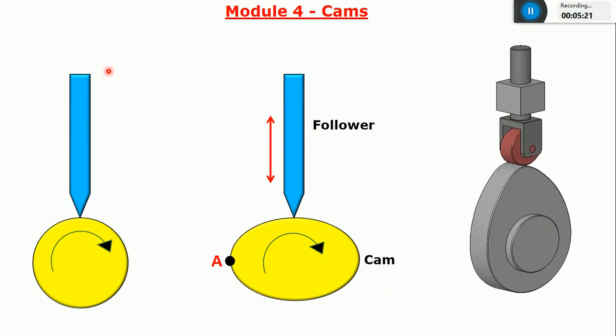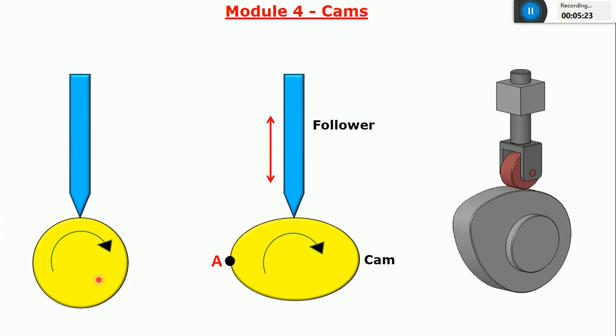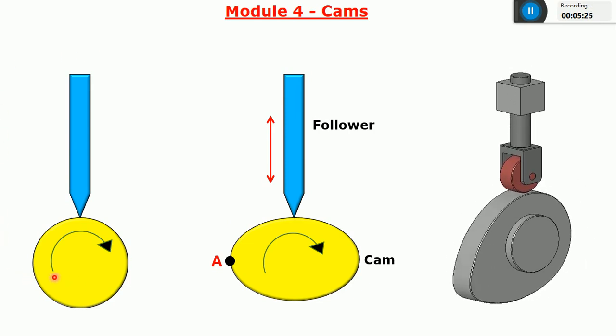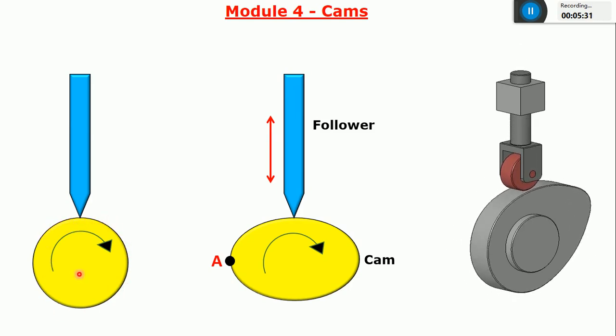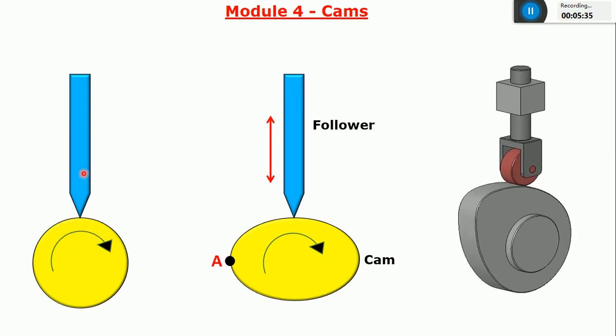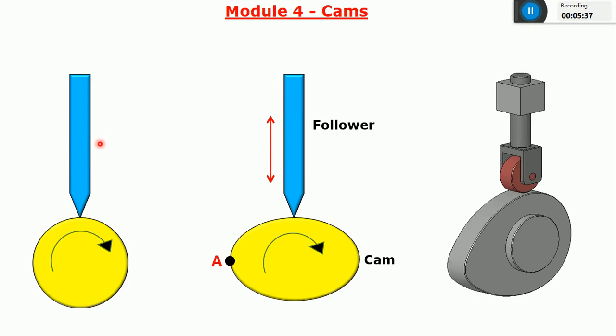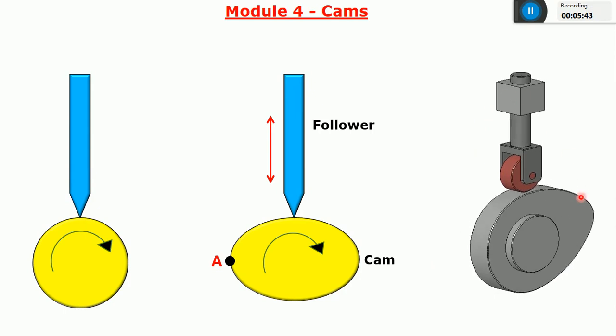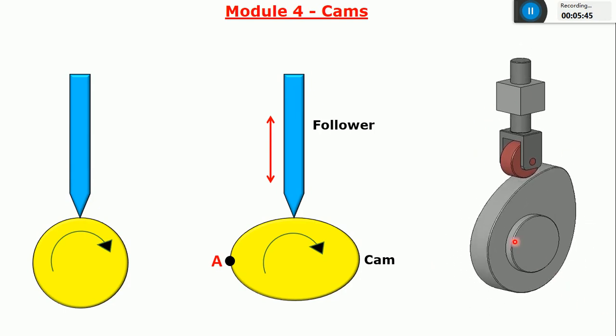Whatever you are seeing in the first image is not an example of a cam and follower, because the shape of this element is a circle, and as this circular element starts rotating, there will not be any movement of the second element. So I cannot call this a cam and follower. If you want to call this a cam and follower, there should be some input motion and some output motion.